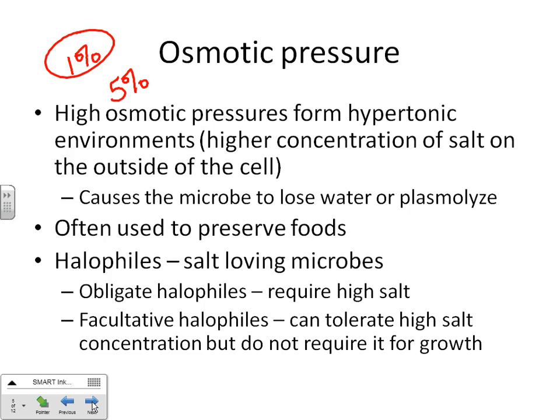Right? Now, I would never test you on it, but just for those that are curious, why do we call them halophiles? Halogens are one column of the periodic table, chloride, iodide, bromide. All of your salts have a chloride or a bromide or something like that attached to it. That's why they're called halophiles.